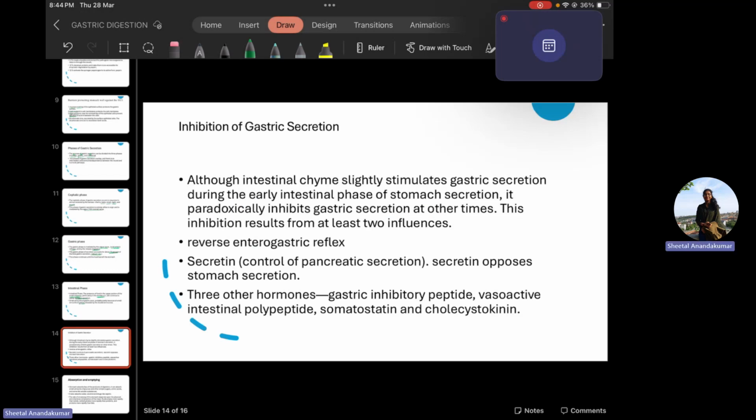Then we are going to talk about inhibition of gastric secretion. Although chyme slightly stimulates gastric secretion in the early intestinal phase, later it starts inhibiting gastric secretion. This is mainly because of two things. One is the reverse enterogastric reflex, and the other is hormones like secretin, gastric inhibitory peptide, vasoactive intestinal peptide, somatostatin, and cholecystokinin.